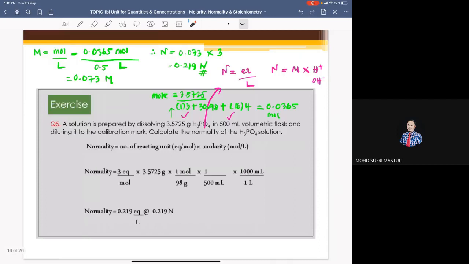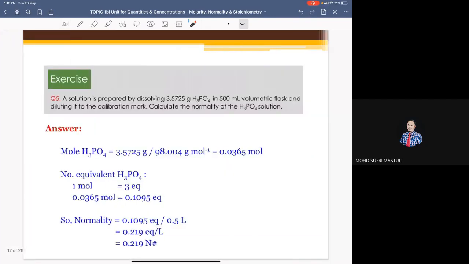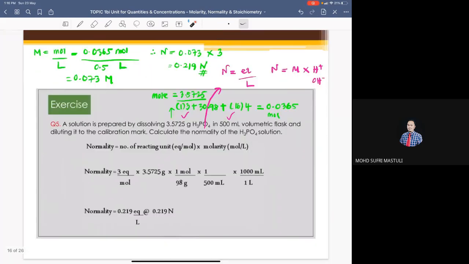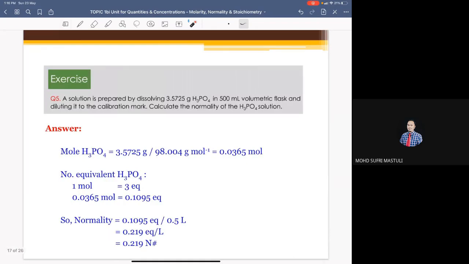It's the same question. Yeah, it's the same question. It is the same question. I use this slide to explain.